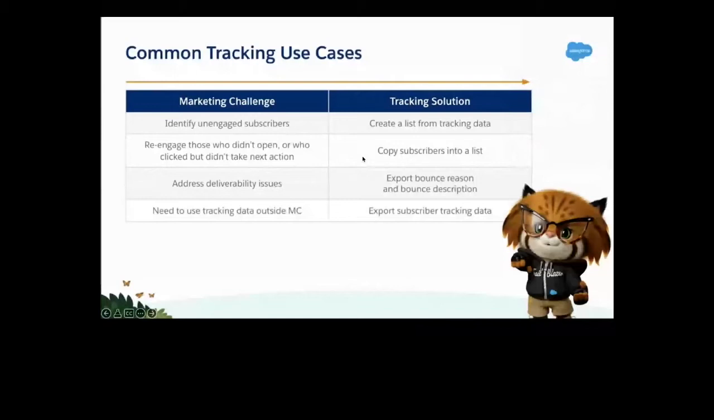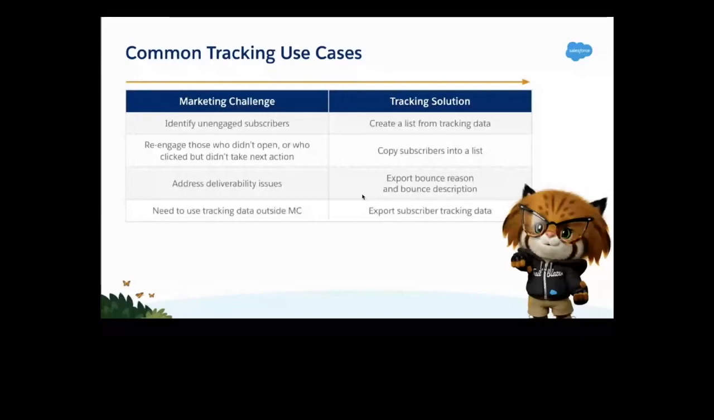Sorry. And there are some address deliverability issues for which you could export the bounce reason and bounce description, the one which I've showcased recently. And if you need to use tracking data outside of Marketing Cloud, you have the option to export subscriber tracking data as well, right? So you have many marketing challenges for which you have a tracking solution, and it's again a point-and-click configuration. You don't require any automations to apply as well. These are basic use cases that everybody can follow.